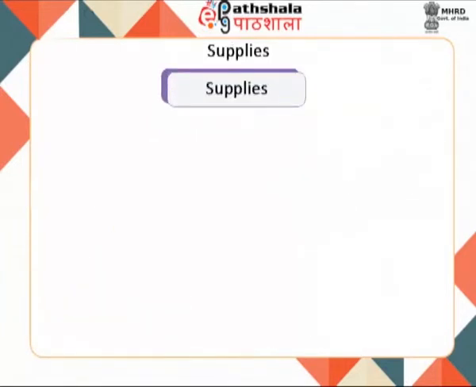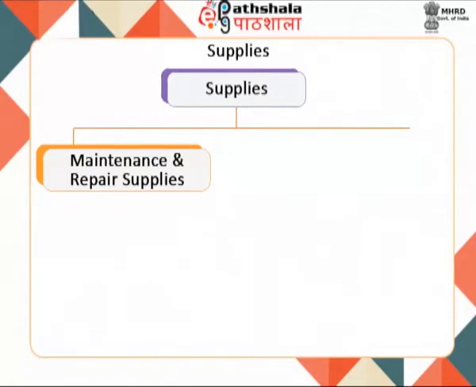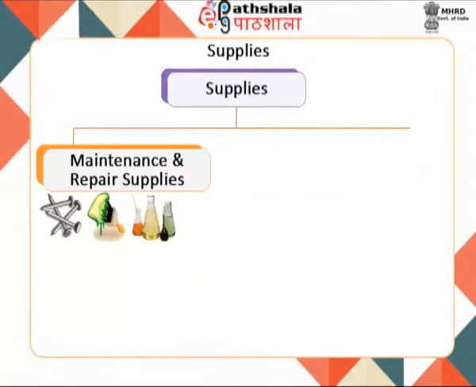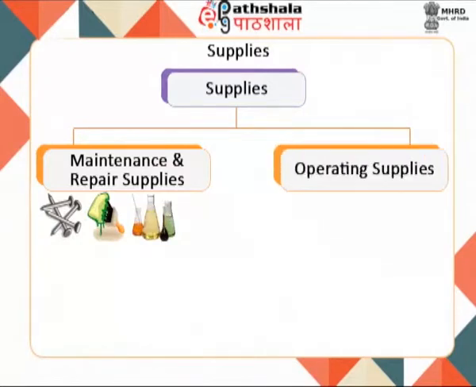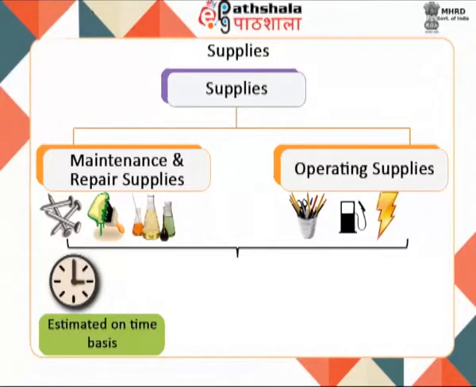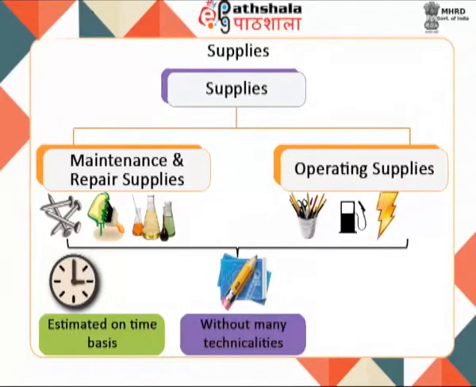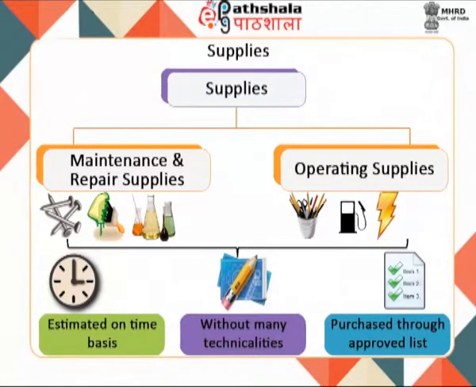Supplies. The supplies include maintenance and repair supplies such as housekeeping materials, nails, paints, varnishes, chemicals, etc., and operating supplies such as petrol, electricity, lubricants, stationery, oil, paper, rims, etc. The consumption of these goods can be estimated fairly on time basis without many technicalities, and thus these are purchased as straight rebuy through approved list of vendors.